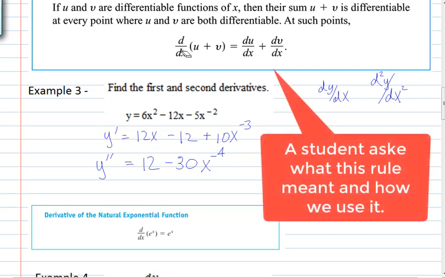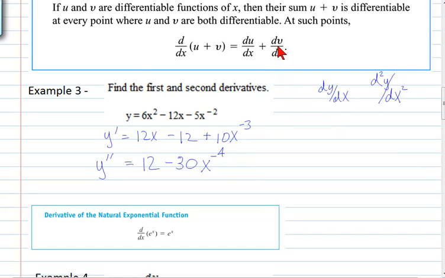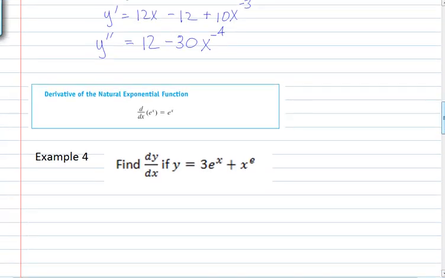This says that if you have the derivative of a sum or difference of terms, you can take the derivative of each term individually and add the derivatives together. This just means that you can distribute derivatives across addition and subtraction, just like you can limits, and derivatives really in the background are limits. Good questions. All right, example 4.